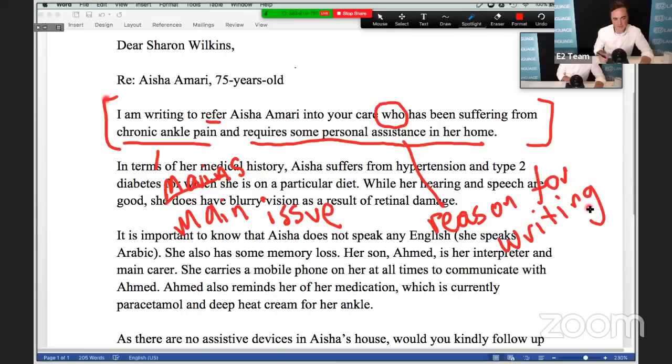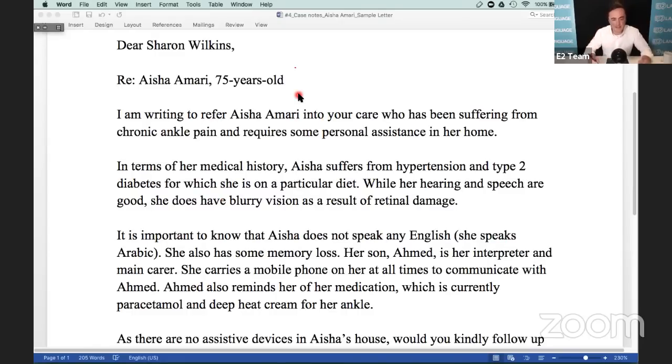I'm writing to refer the patient into your care who has been suffering from chronic ankle pain and requires some personal assistance in her home. Fine. It's an excellent opening sentence. Why? A few reasons. We mentioned the main medical issue of why we're writing, and we mentioned the reason for writing. We're writing because she's suffering from ankle pain, and we're writing because she needs your help. And we can put that into one single sentence.